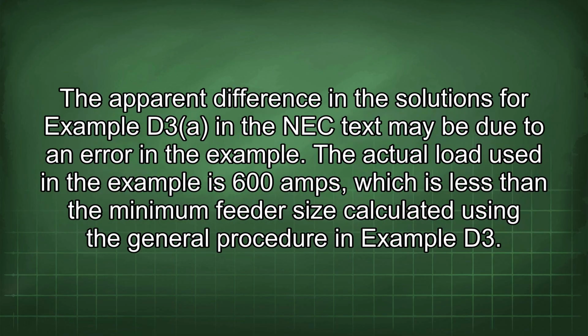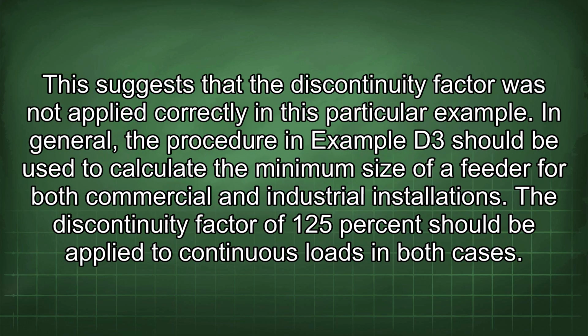The apparent difference in the solutions for example D3 in the NEC text may be due to an error in the example. The actual load used in the example is 600 amps, which is less than the minimum feeder size calculated using the general procedure in example D3. This suggests that the discontinuity factor was not applied correctly in this particular example.